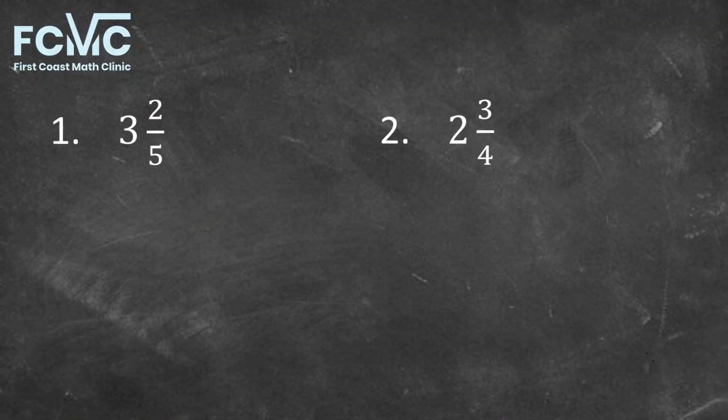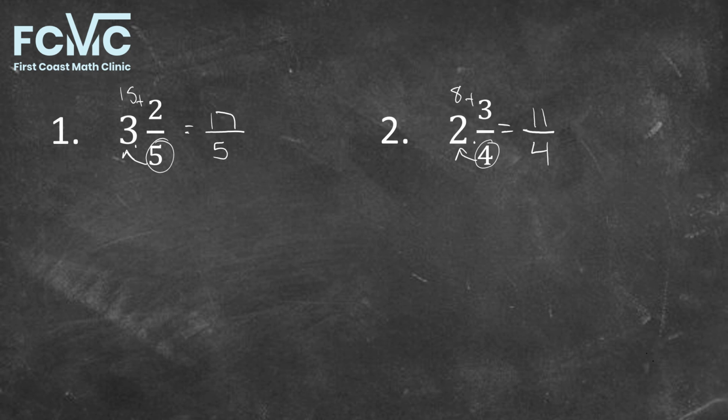So number 1, we've got 3 and 2/5. So let's start with 5 times 3, which we're going to get 15, plus 2, and we get 17 over our original denominator, which is 5. So our improper fraction is going to be 17 over 5. Number 2, we've got 2 and 3/4. So we're going to take our denominator 4 times 2 and get 8. Add our numerator, and we get 11 over our original denominator, 4. So our improper fraction here is 11 over 4.